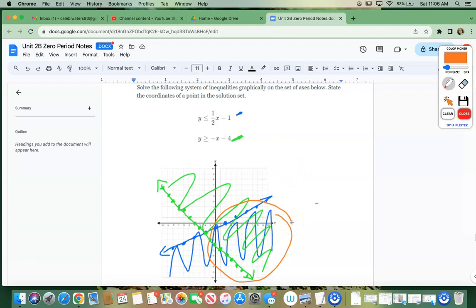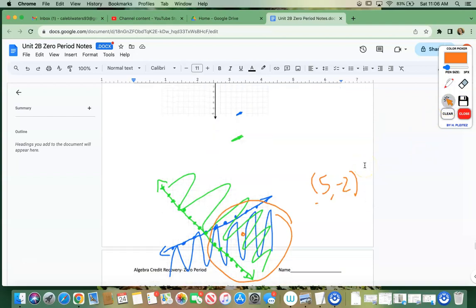And we need to give a point in there. So anything that has green and blue shading in it would count. So I'm going to just pick one. There's 5, -2 would be perfect. And so that would be a good solution in that double overlap solution set. Okay, let's go and do another one.